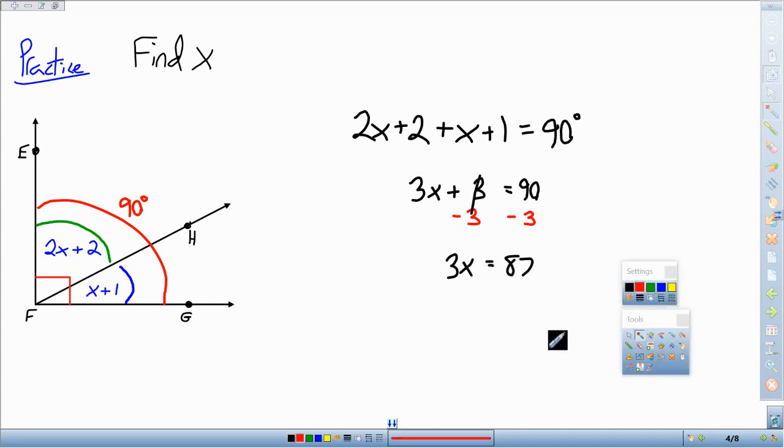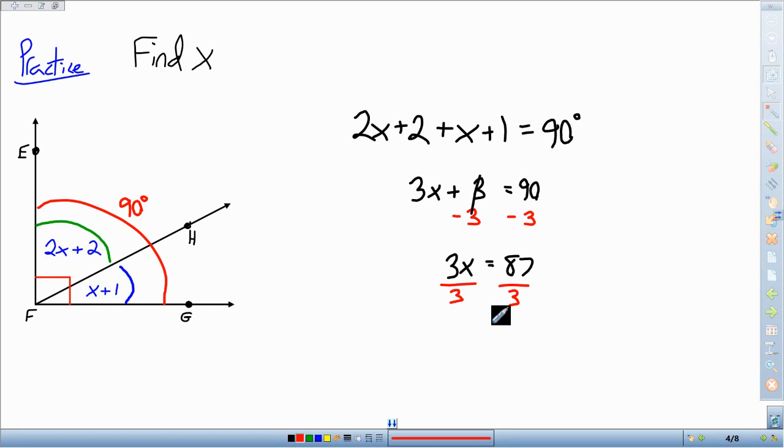And then again, now this 3 is being multiplied by x. We'll get rid of it by dividing. I'm going to grab my calculator because I'm lazy. And it looks like I'm getting 29. So x equals 29. All right, just another quick question. Did we do what they asked? Are we done? We found x. They said find x. Yep, we're done. We don't need to plug it back in.